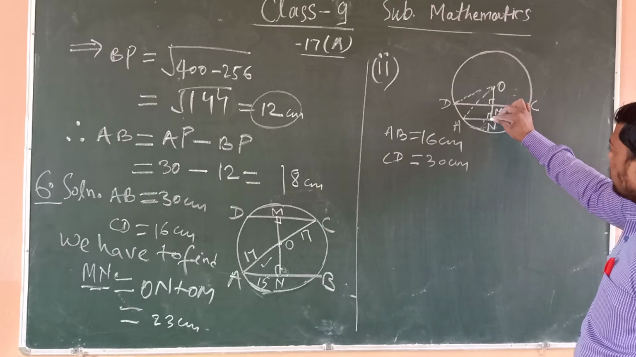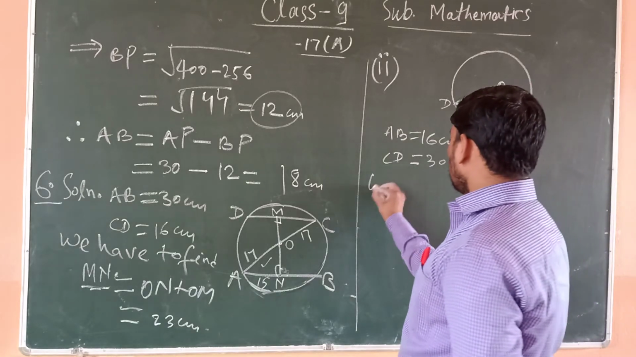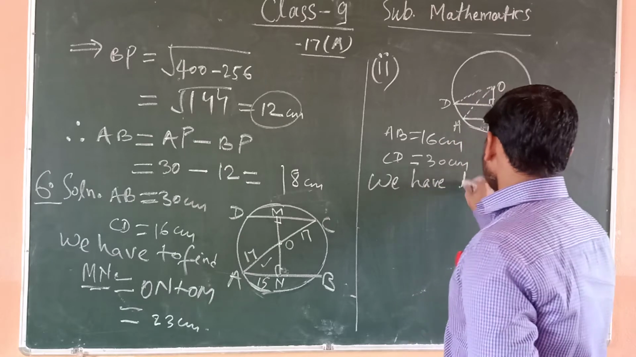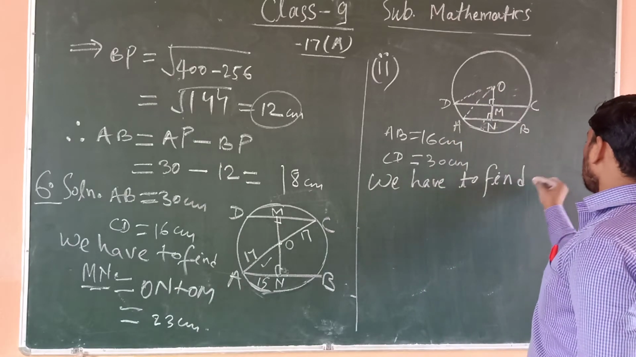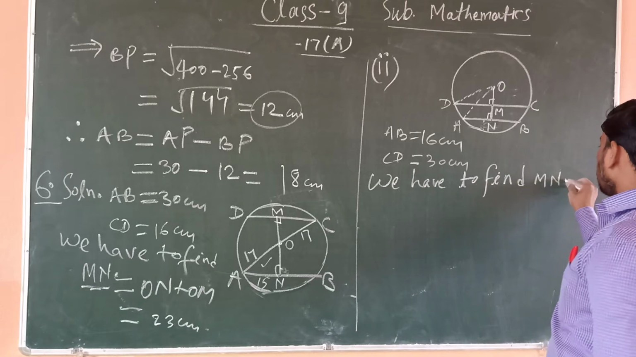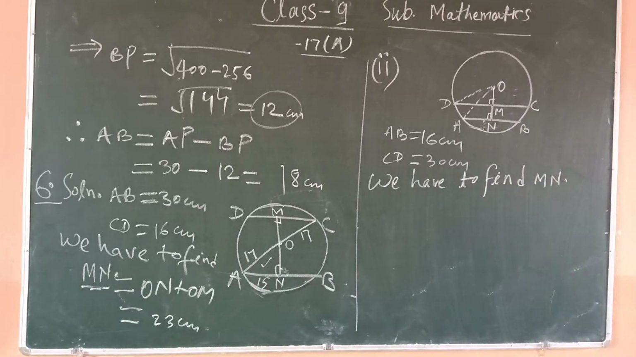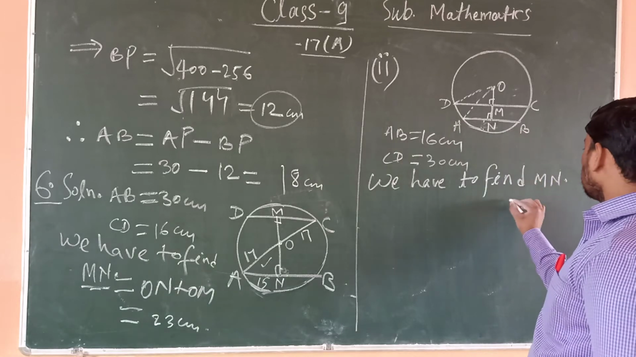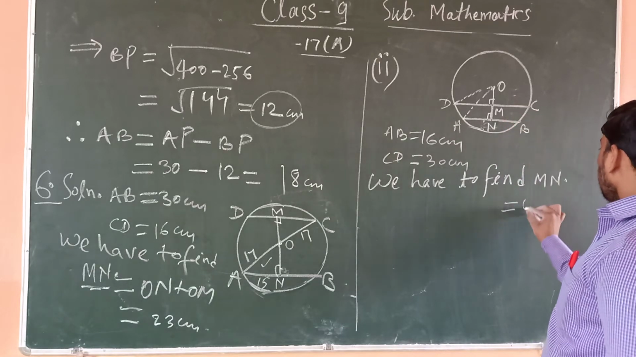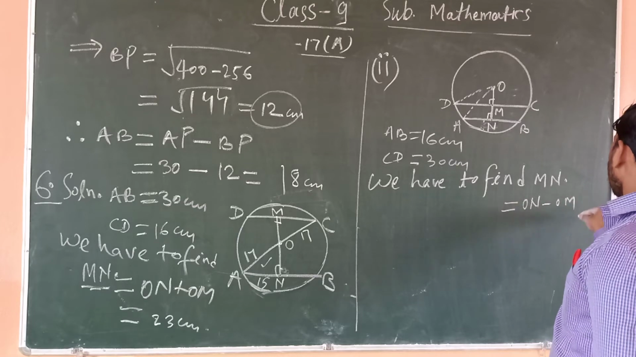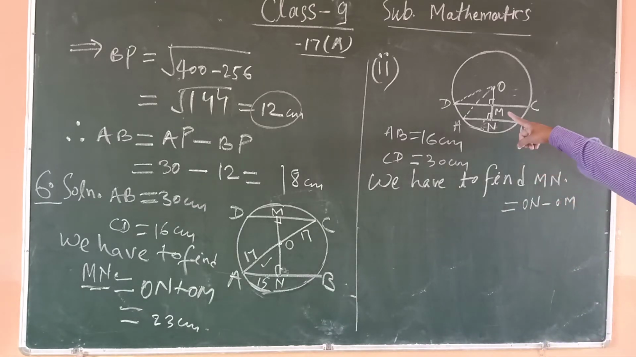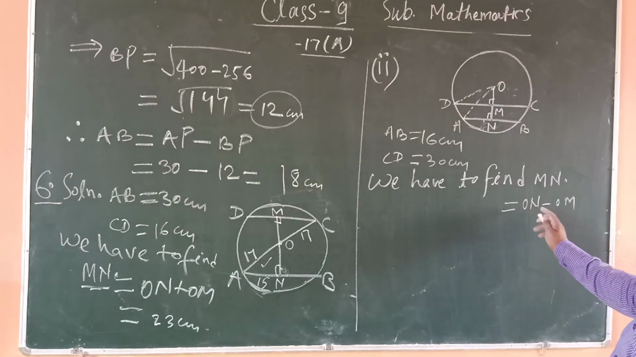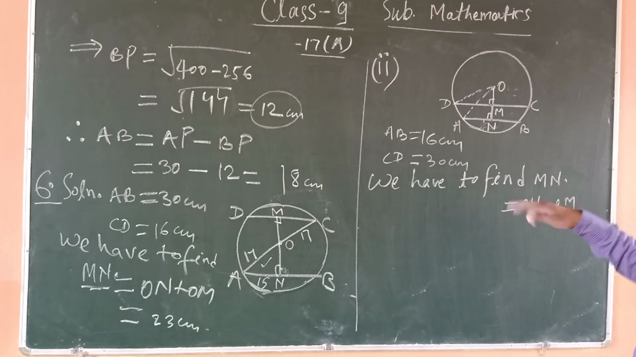It is the distance between the chords, MN. We have to find MN, the distance between the chords. So MN is equal to ON minus OM. So first we need to find ON and OM, then we can find MN. Directly we cannot find the length of MN.